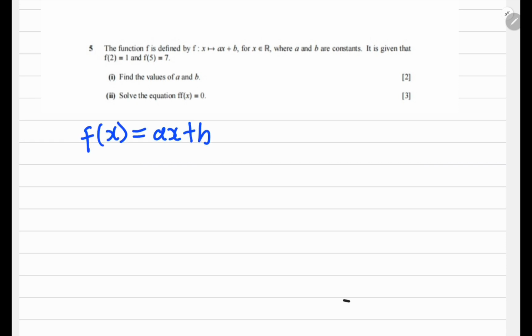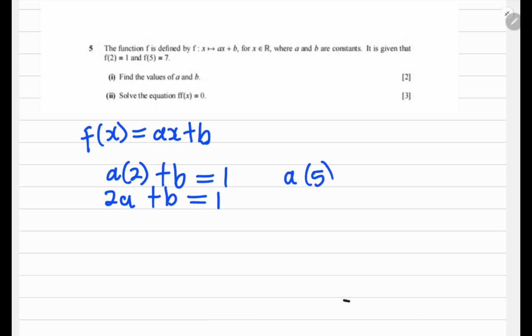f of x is ax plus b. So for f of 2 is equal to 1, we substitute x is equal to 2 and we equate to 1. So it becomes a times 2 plus b is equal to 1, which gives us an equation 2a plus b is equal to 1. So that's simultaneous equation number 1. Then f of 5 is equal to 7. We substitute x is 5 and we equate to 7. So a times 5 plus b is equal to 7. 5a plus b is equal to 7.